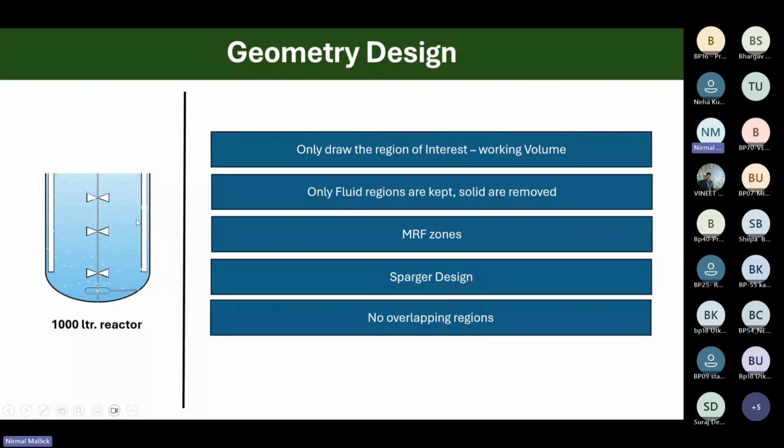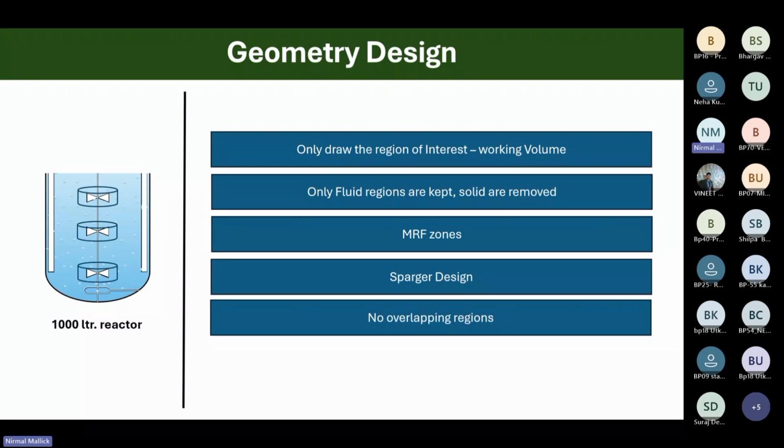So next is your sparger. The sparger has to be designed properly. And next is having an MRF zone. What is an MRF zone? It is a moving reference frame. When you are doing an ANSYS CFD, you do not rotate the impeller blades. We rotate a zone around the impeller blades, which contains the impeller blades. And the impeller blades are actually stagnant.